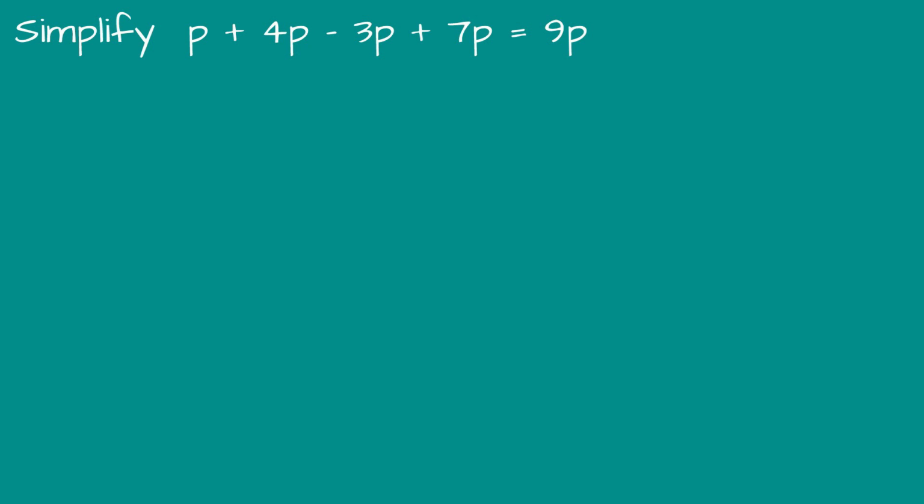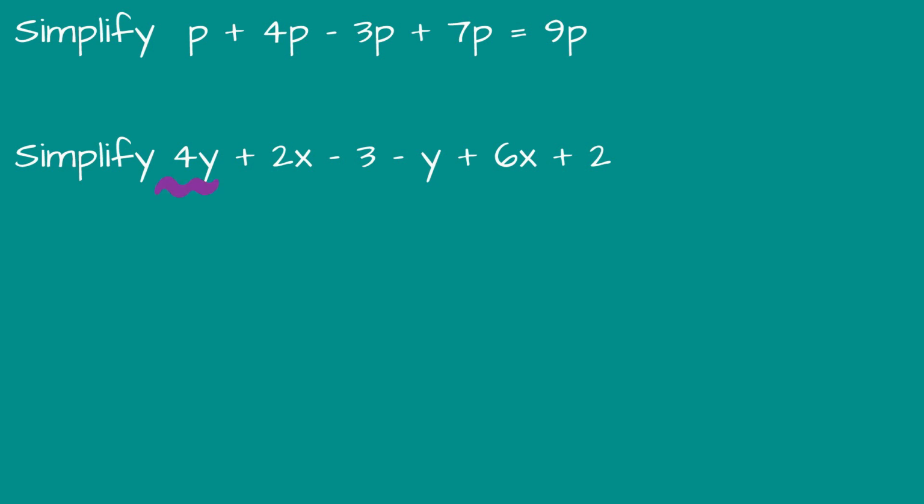If we have a mix of different terms, just make sure you only combine the like terms. It doesn't matter what order you do this in. Just make sure that you take note of the signs in front of the terms when you add them together. Let's start with the y terms. We have 4y minus y which is 3y.